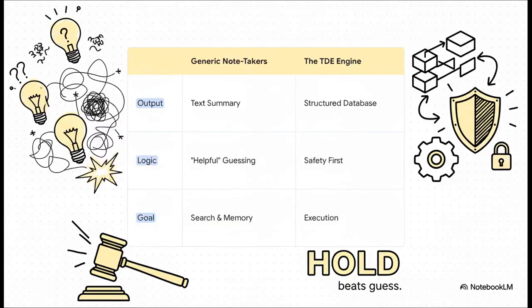Now, I know what you might be thinking. Isn't this just like Otter or other AI note takers? And the answer is a big, fat no. Those tools give you a text summary. Their goal is search and memory. TDE gives you a structured, governed database built for execution.